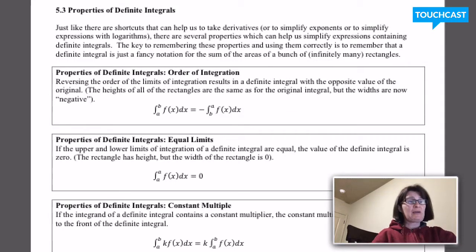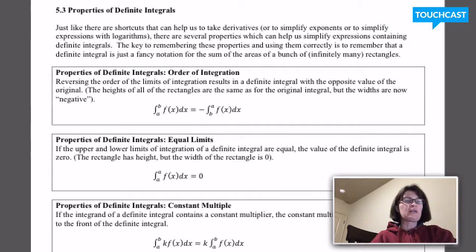Just like when we first learned about derivatives, we learned some rules for simplifying derivatives, for taking derivatives of more and more complex functions. When you learned about logarithms, you learned the properties of logarithms, so you could simplify logarithmic expressions. So here in section 5.3, we're going to learn about 5 rules that we can use to help simplify definite integral expressions. The first one's about order of integration.